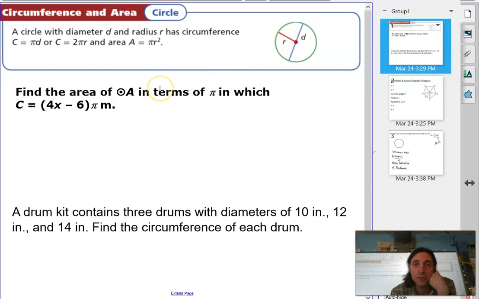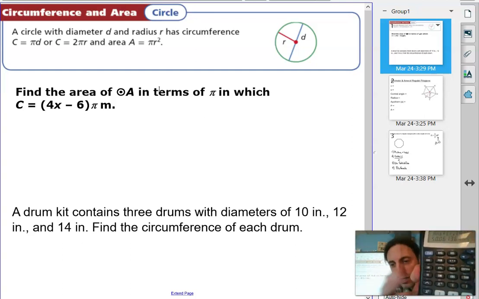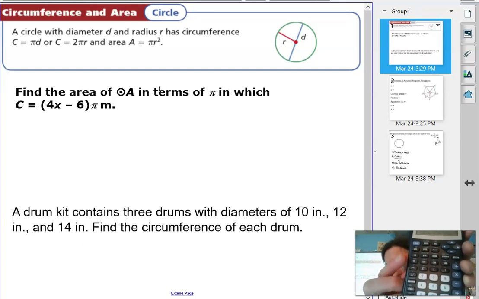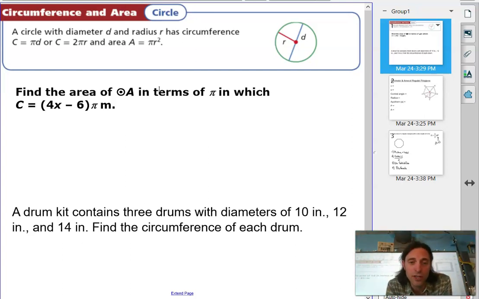Now, you're going to start seeing problems that really need to be precise. Maybe up to geometry, you were using 3.14 for pi, and sometimes in Khan Academy it says just use 3.14. But for the rest of your mathematical career, you are going to use the pi button on your calculator or your phone. Sometimes a problem may say, find the area of circle A, in terms of pi. So it wants you to leave your final answer in pi, okay? Let's do a couple of examples, and we're going to go into some depth while we do it.